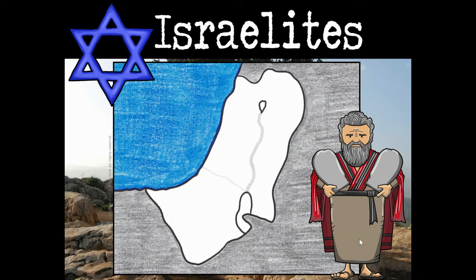This person here is an illustrated version of the man named Moses, who you have or should be reading about in your chapter. What he's holding are these two stone tablets. Many people know them as the Ten Commandments.